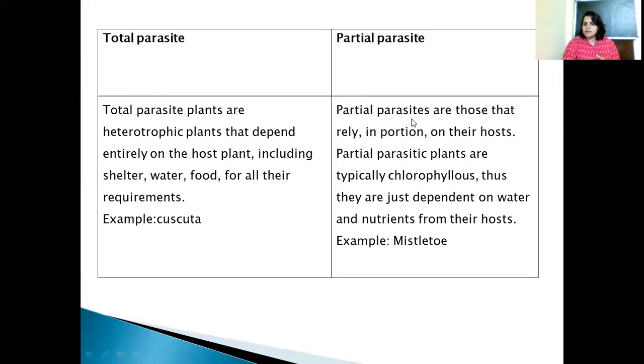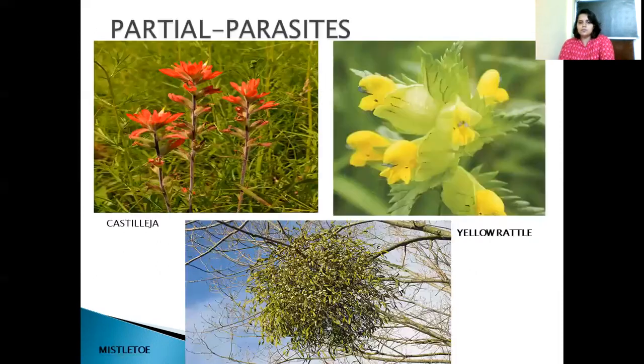It means that they are plants which depend on the host only for nutrients as well as water. In turn, they can prepare their food by themselves because they contain chlorophyll. They are typically chlorophyllous plants. An example is mistletoe. A few examples I have included under partial parasites are Cassilager, yellow rattle, and mistletoe.